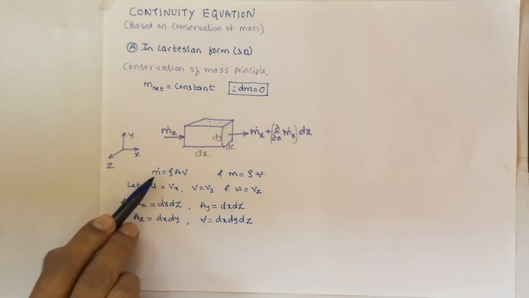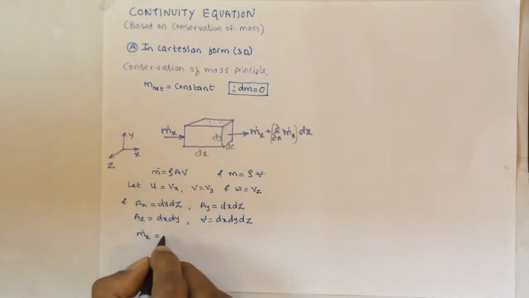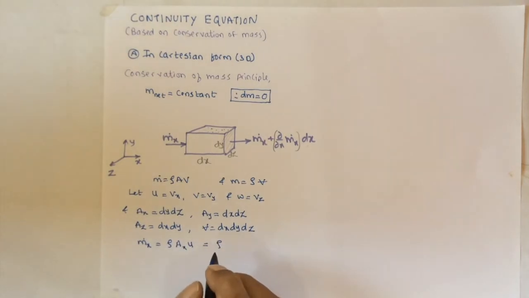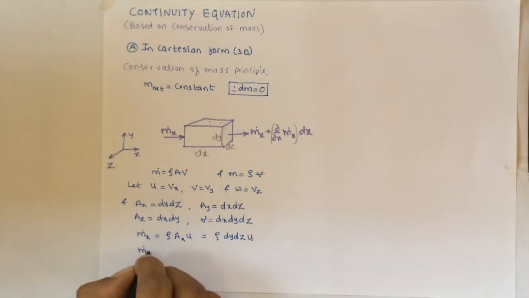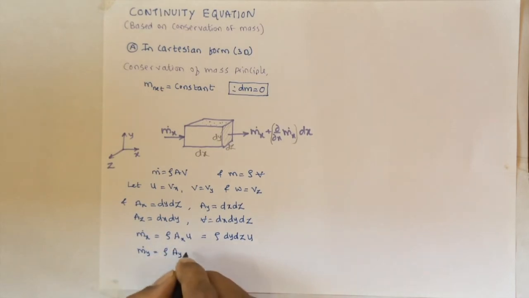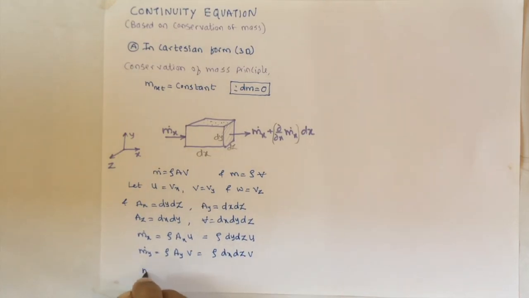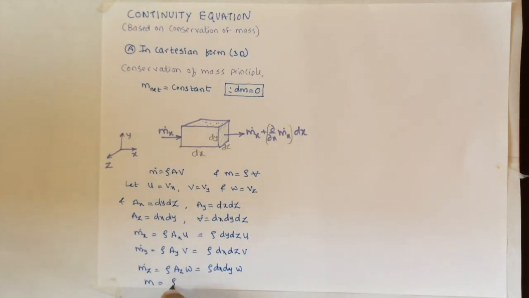Now the mass flow rate along the x direction is rho times the area in the x direction times the velocity in the x direction, which is u, and which is equal to rho dy dz u, because Ax is nothing but dy dz. Similarly, the mass flow rate in the y direction is rho times Ay times v, which is equal to rho dx dz times v. And the mass flow rate in the z direction will be rho multiplied by the area in the z direction multiplied by the velocity w, which is equal to rho dx dy times w. And mass is nothing but density times volume, so we have here rho times dx dy dz.